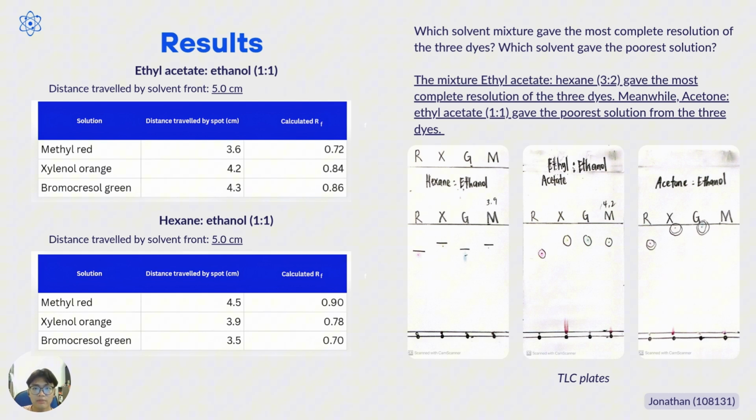Which solvent gave the poorest resolution? The answer is the mixture ethyl acetate to hexane at a ratio of 3 to 2 gave the most complete resolution of the three dyes. Meanwhile, acetone to ethyl acetate at a ratio of 1 to 1 gave the poorest resolution of the three dyes. And below here, we can see some of the TLC plates that we did during the experiment. Some of the data we obtained is from the other group.